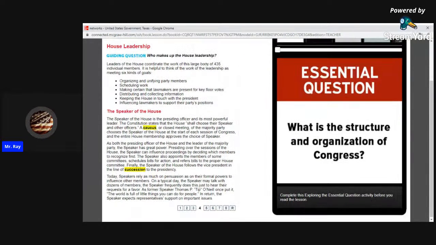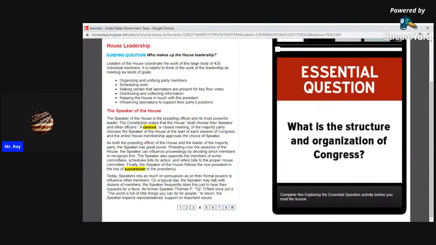So we got 6 goals in the House, okay? This is on page 4 of lesson 2. 6 goals: organizing and unifying party members, scheduling work, making certain that lawmakers are present for key floor votes, distributing and collecting information, keeping the House in touch with the president, and influencing lawmakers to support their party positions.